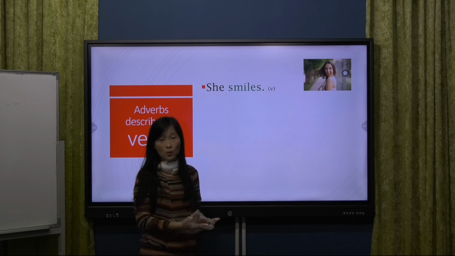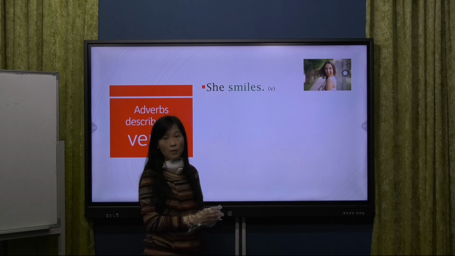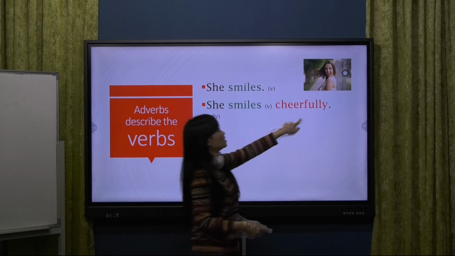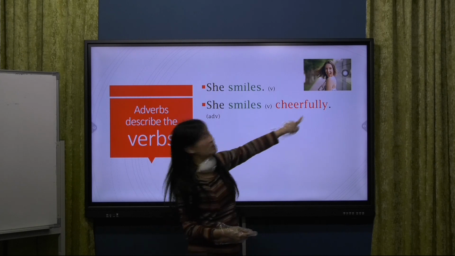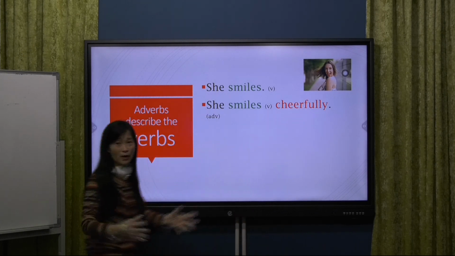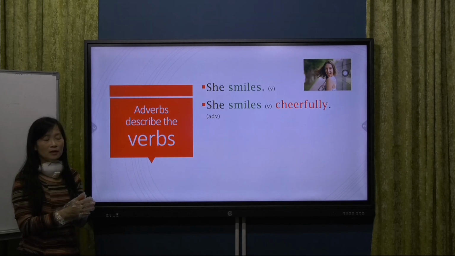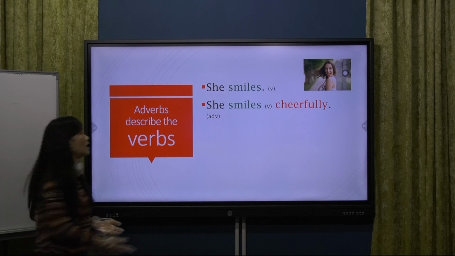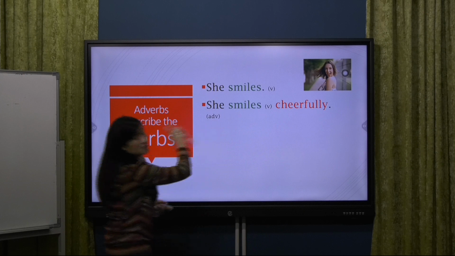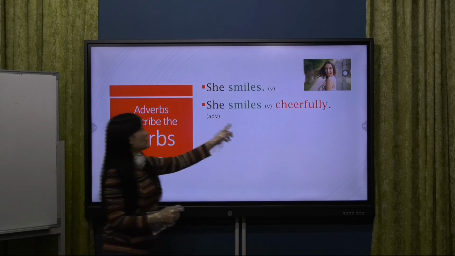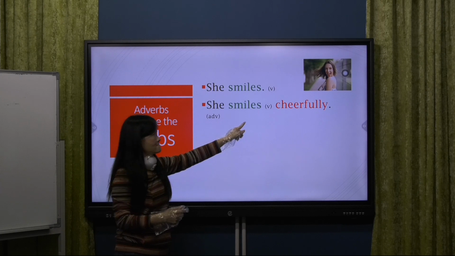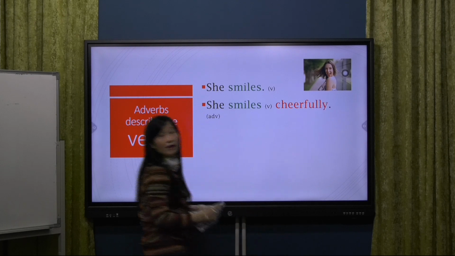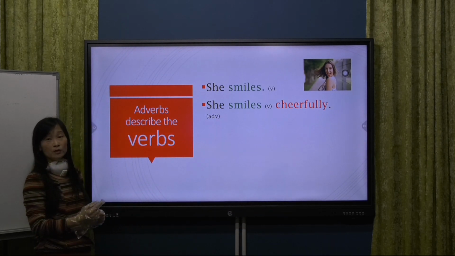And we want to tell more about the verb. How can we do it? Simple way. She smiles cheerfully. Look at her, very cheerful. It's not just a smile, but a very big one. Cheerfully, very happily. And cheerfully is an adverb. So this adverb tells you more about the verb. And one thing to remind you here, usually in an adverb we have ly at the end of the word.